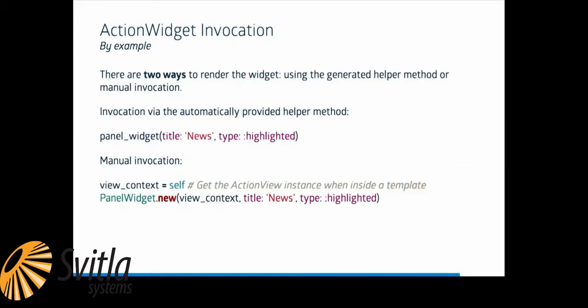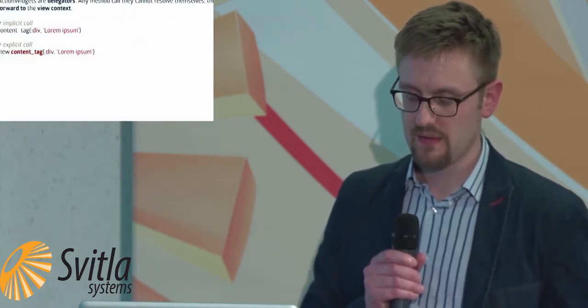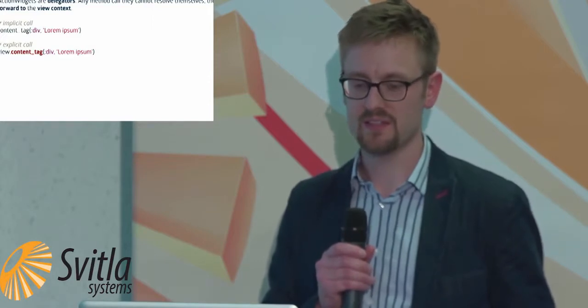So we saw how to define a widget. Now, how can we use them? We can use them anywhere in our Rails views. And for every widget, there will be a corresponding helper method. What this helper method does is simply instantiate the widget, provide the widget with the view context, so the action view instance, and pass on all the configuration options. And there's also an example for manual invocation, where you simply instantiate the class and provide the view context.